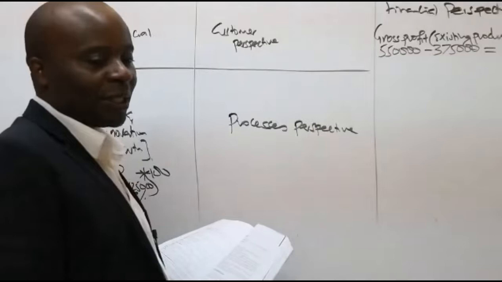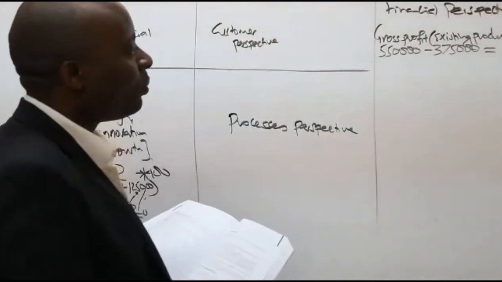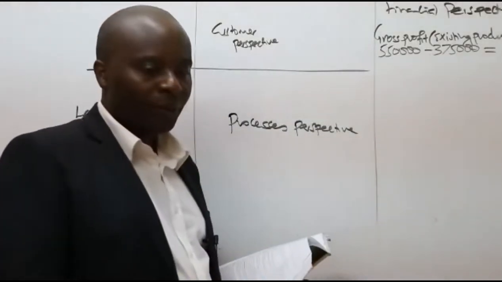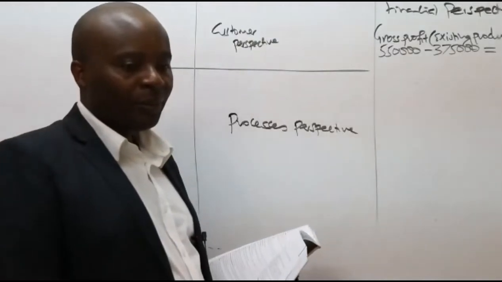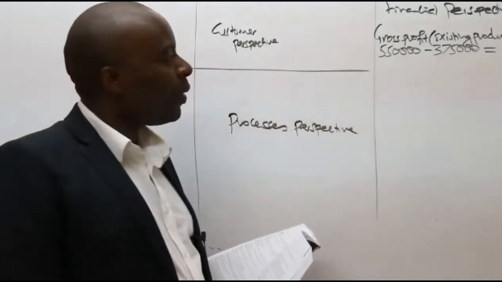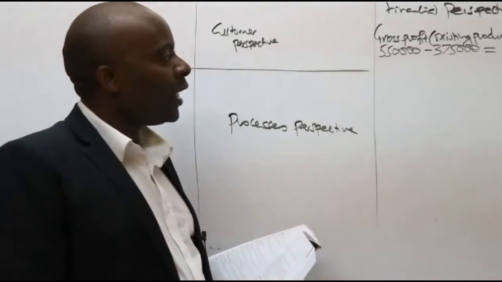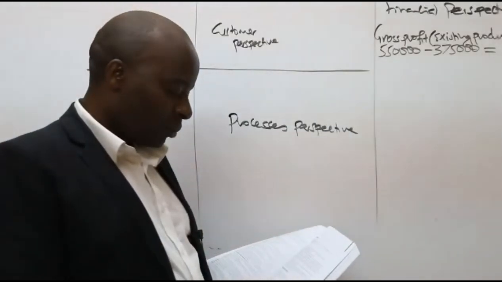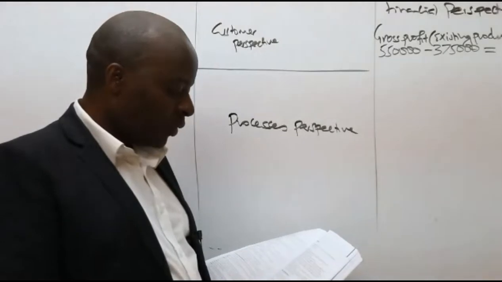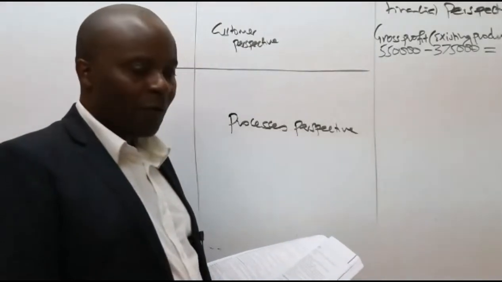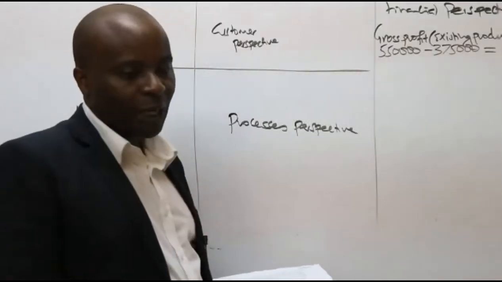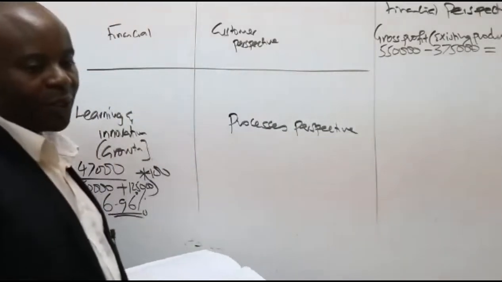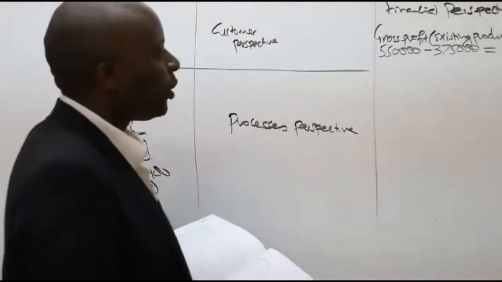I'm waiting for that answer. 375,000? No, no, no. You have not calculated this very well. No, I want the gross profit of the existing product. So I've taken sales revenue of 550,000 minus production cost of 375,000. What is that difference, somebody? 125,000.